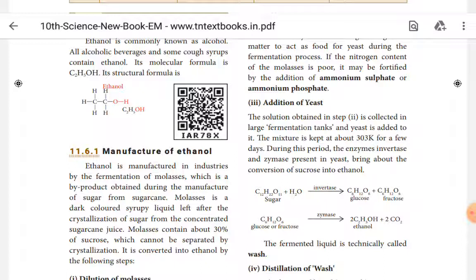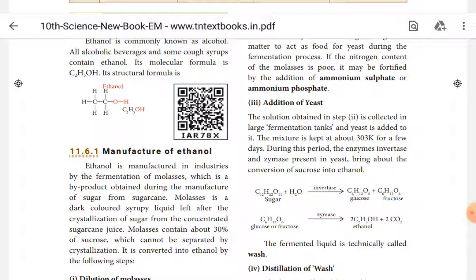Glucose and fructose, formula C6H12O6. Now zymase acts upon this glucose and fructose. Now 2 moles of ethanol with 2 moles of carbon dioxide are obtained. So these are the two reactions that take place during the fermentation of sugar molasses in the fermentation tank.